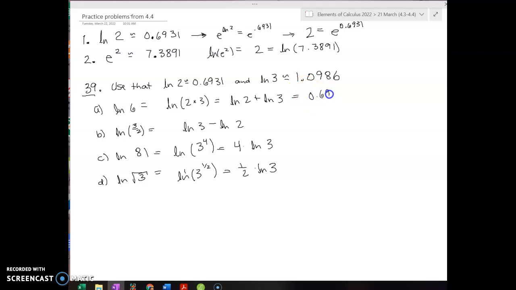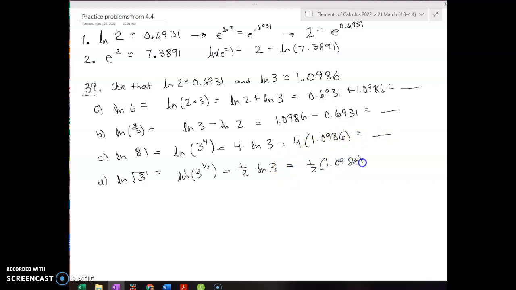This would be 0.6931 plus 1.0986. I'll let you figure out what that is. Here, you subtract those two values. Here you would multiply 4 times 1.0986, whatever that is. And this last one would be 1/2 of that, whatever that is. Okay, so with calculators anymore, we don't use these properties so much with numbers. It's nice to use for simplifying expressions. When you have a calculator, you can just double check that those work, but that's all you do on those problems.